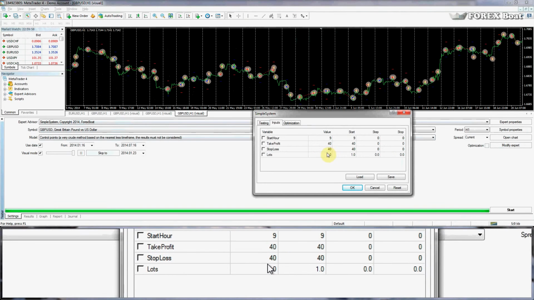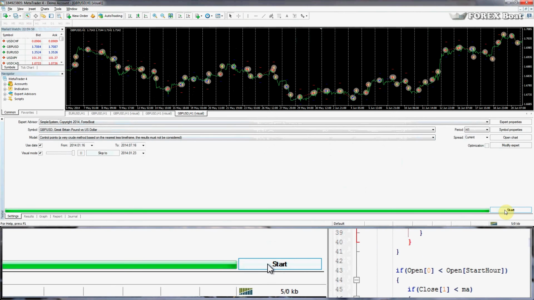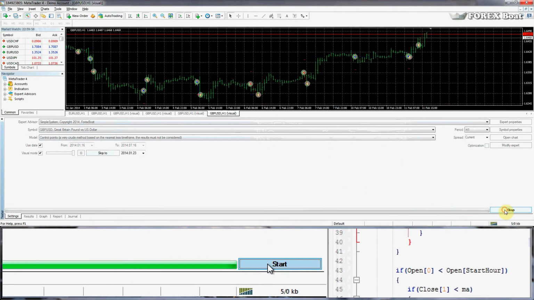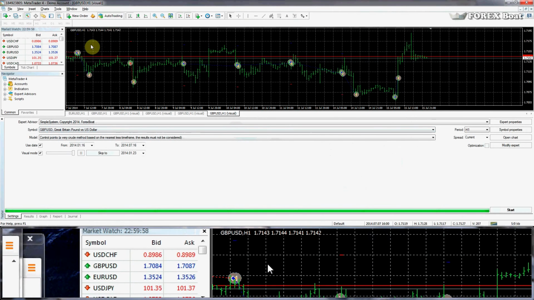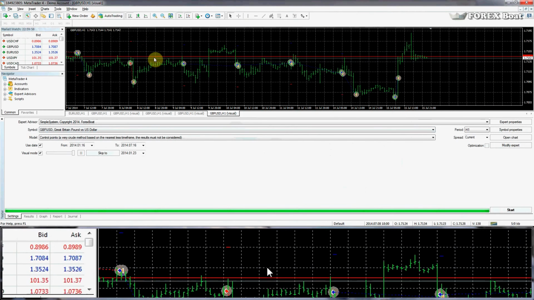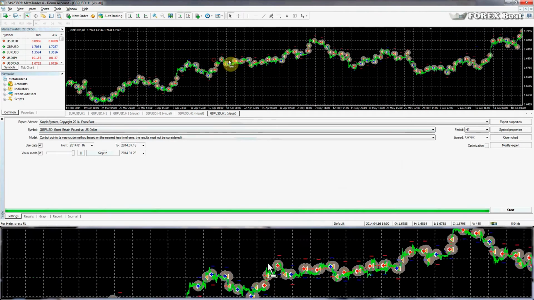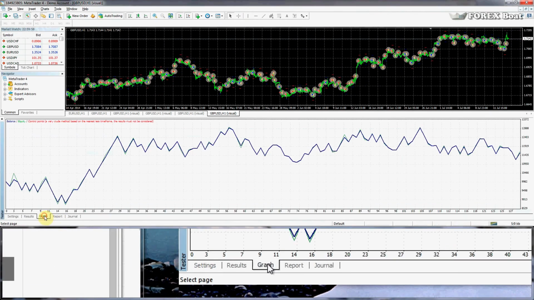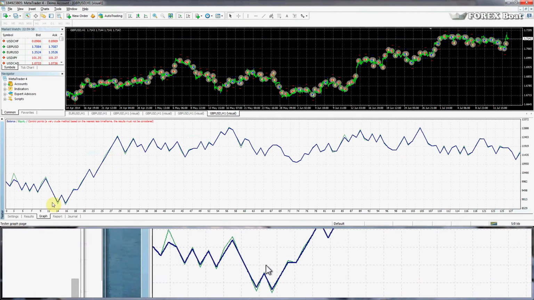So I'm just going to click OK here, and I'm going to run the test as we did last time, just by clicking start. As you can see up here, the test has run, and this gives us pretty much the same result as previously. If we go to the graph here, we can see how the balance changed with time.